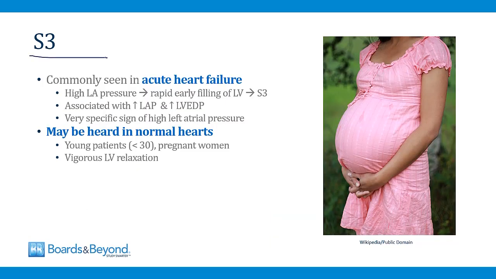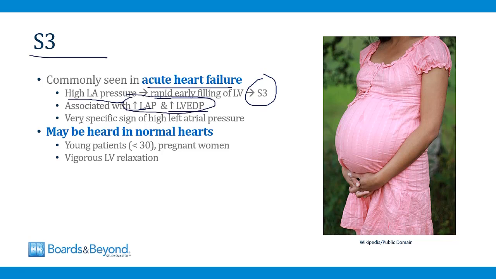S3 is a classic auscultatory finding in patients who are in acute heart failure. When patients are in acute heart failure, their left atrial pressure is high. This causes a forceful push of blood into the left ventricle during early diastole, and that blood slams into the wall of the left ventricle and generates the S3 sound. In clinical studies, the presence of an S3 has been associated with high left atrial pressure and high left ventricular end diastolic pressure, and both of these pressures go up in patients in acute heart failure.